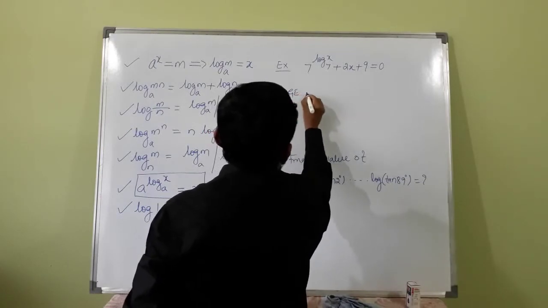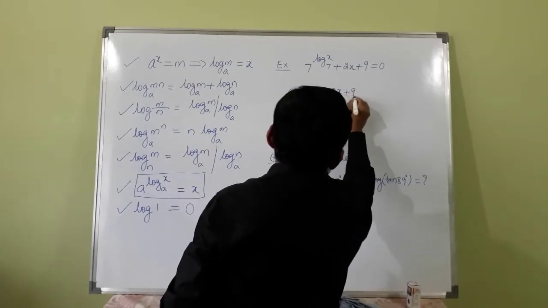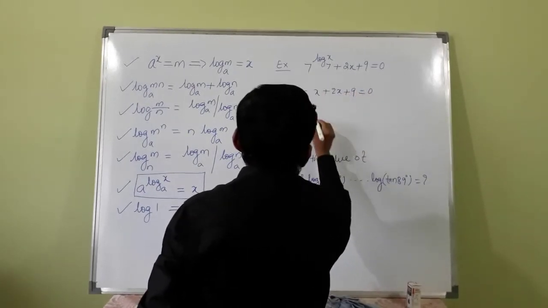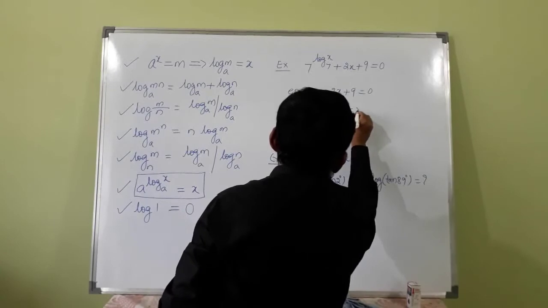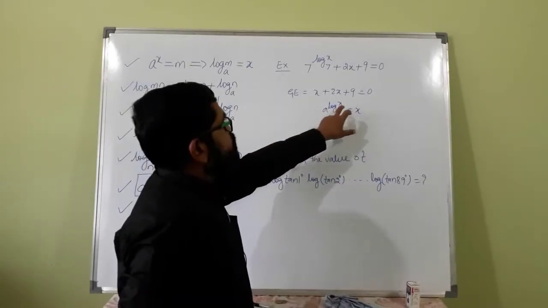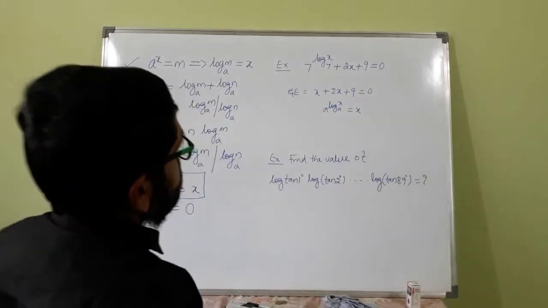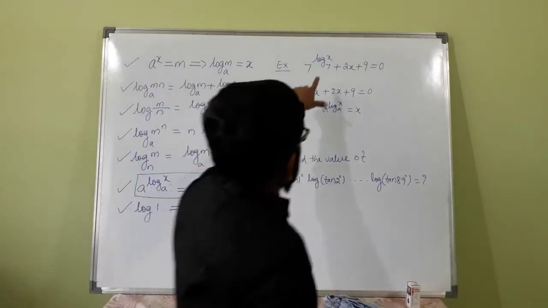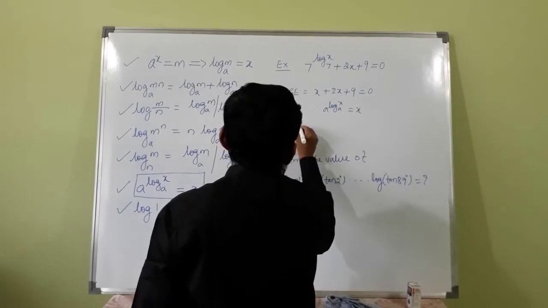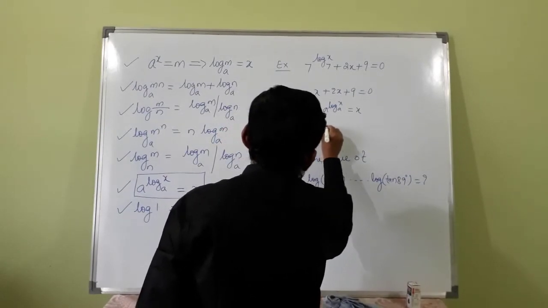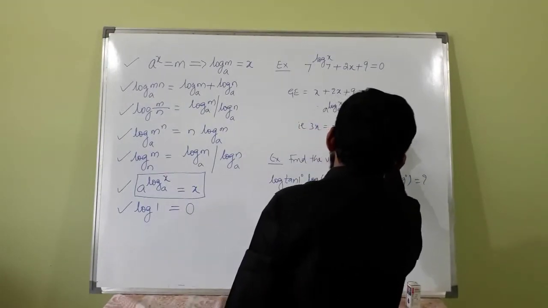The given expression is x plus 2x plus 9 is equal to 0, because a to the power log x to the base a is equal to x. This base and this base should be same, then only you will get that result. That is, this will become x plus 2x, that is 3x is equal to minus 9, or x is equal to minus 3.